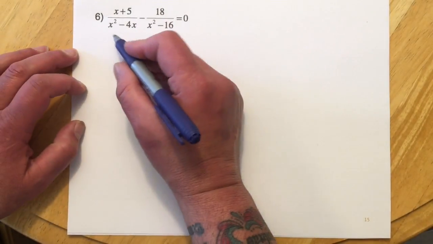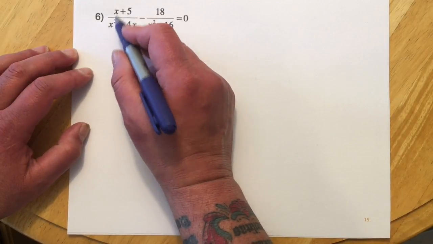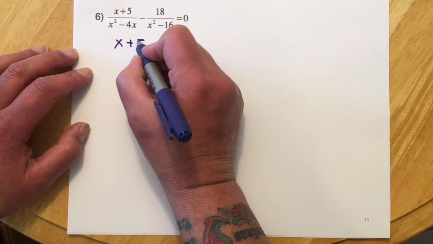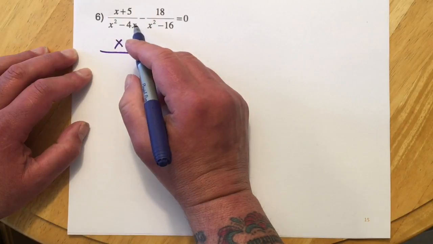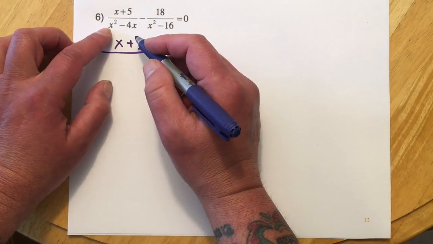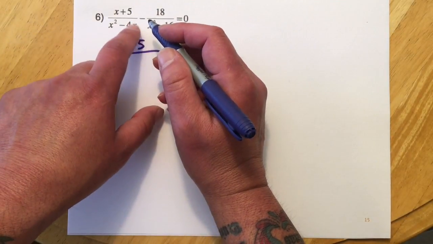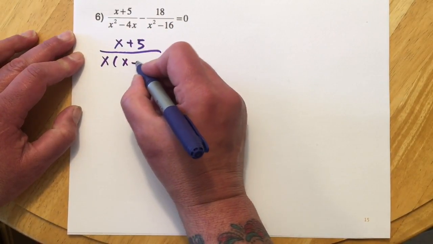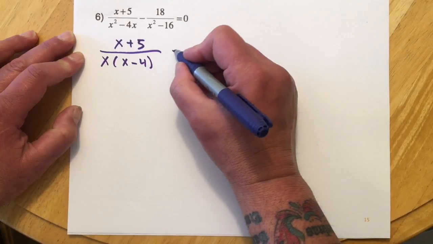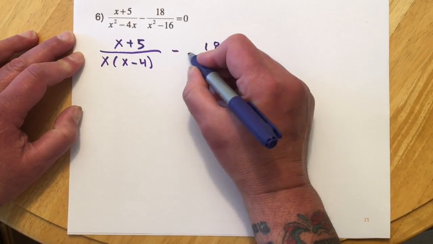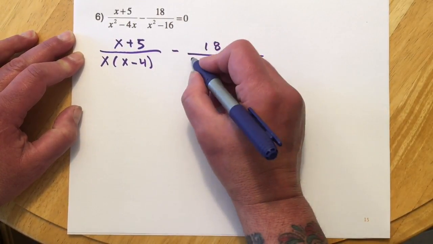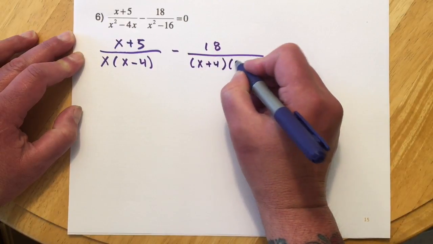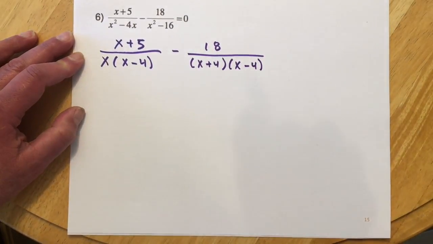Okay, so this one, you gotta do a little factoring to see what's up. x plus 5. And then here, this is that one where, again, people try to make it x plus 2, x minus 2, but it's got a common factor of x. So it's really x minus 4. And then this side is 18, x squared minus 16, so that's x plus 4, x minus 4. And that's a good spot.